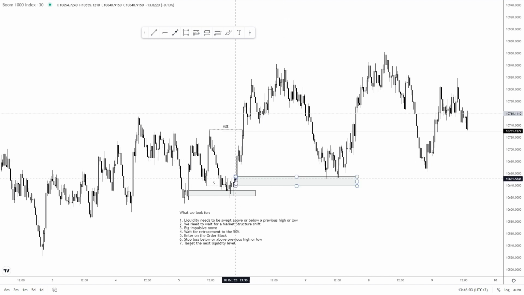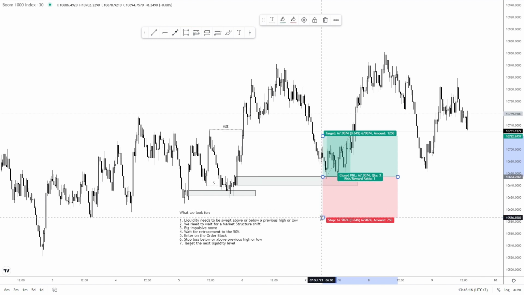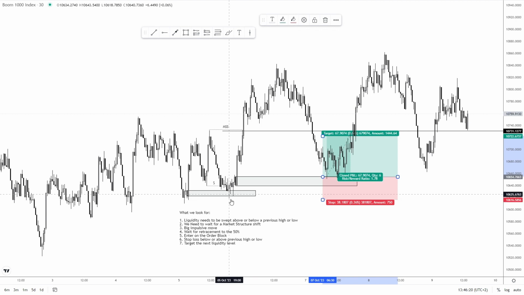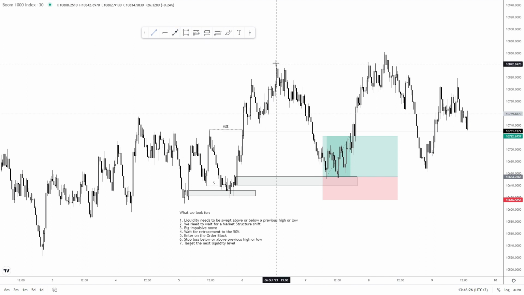All right, so I marked out the order block. Stop loss below or above the previous high. Now let's have a look here. If I enter on the order block, my stop loss goes just below this low. And where do I target? I target the next liquidity, and it's going to be on this high.